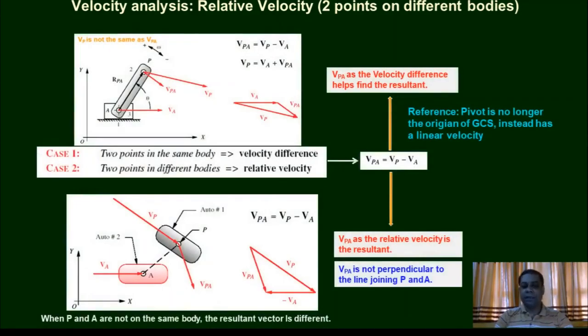So here we are seeing two different bodies, P on a particular body and A on some other body. In the same method we can analyze this and find that Vpa, the relative velocity, is the resultant, which is not perpendicular to the line joining A and P.